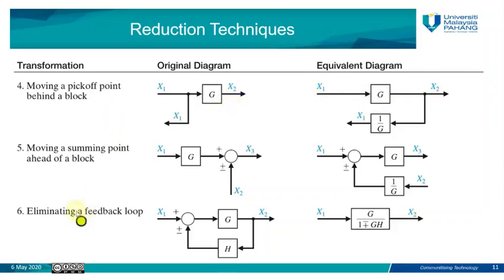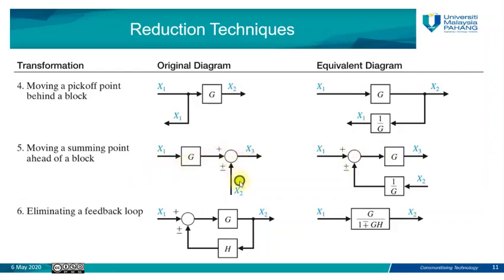Next, moving a summing point ahead of a block. In the second case, we had a summing junction at the input and moved it to the output. Here we have the opposite: we have the summing junction at the output, and we need to move it to the input. So in this original system the summing junction is at the output, and here it has become the input of our system, or ahead of the value of j. In order to move it there, we also need to consider the value of j.